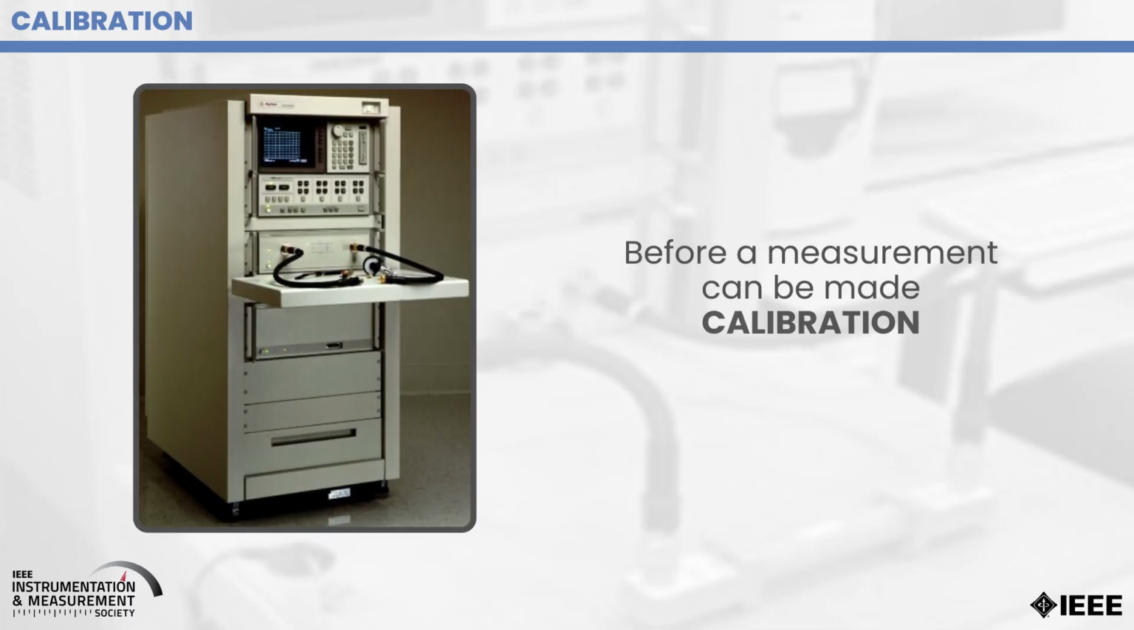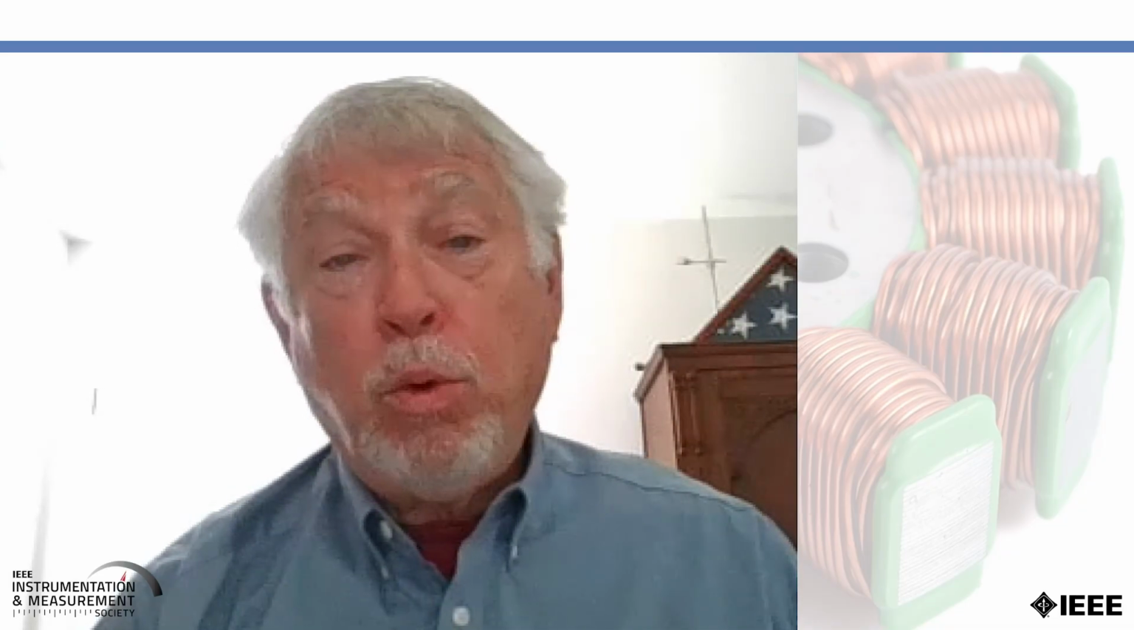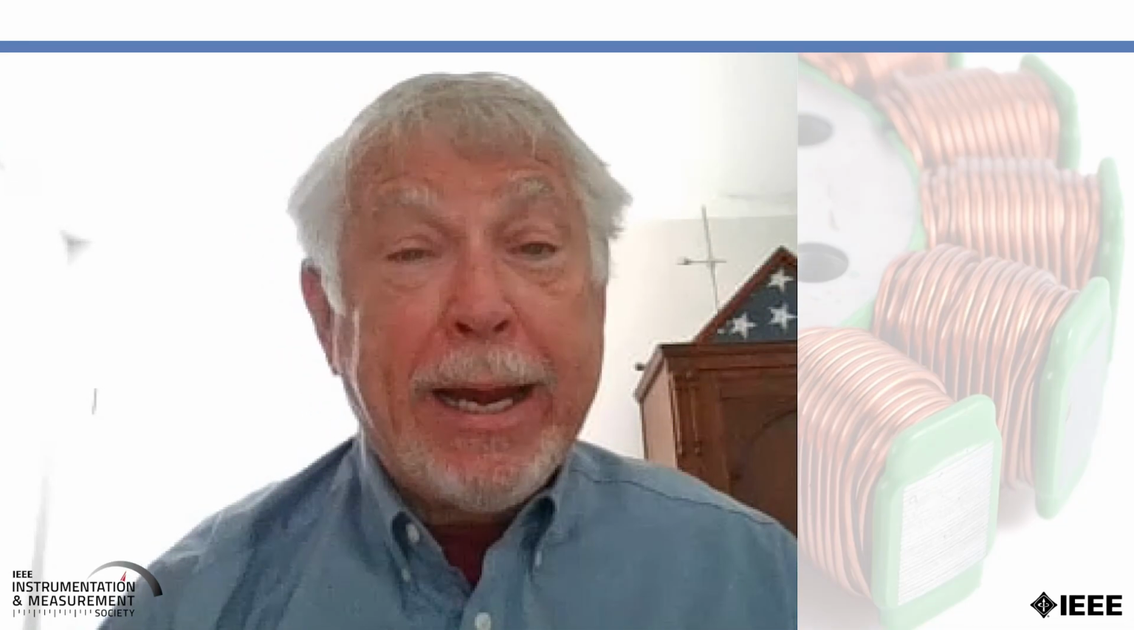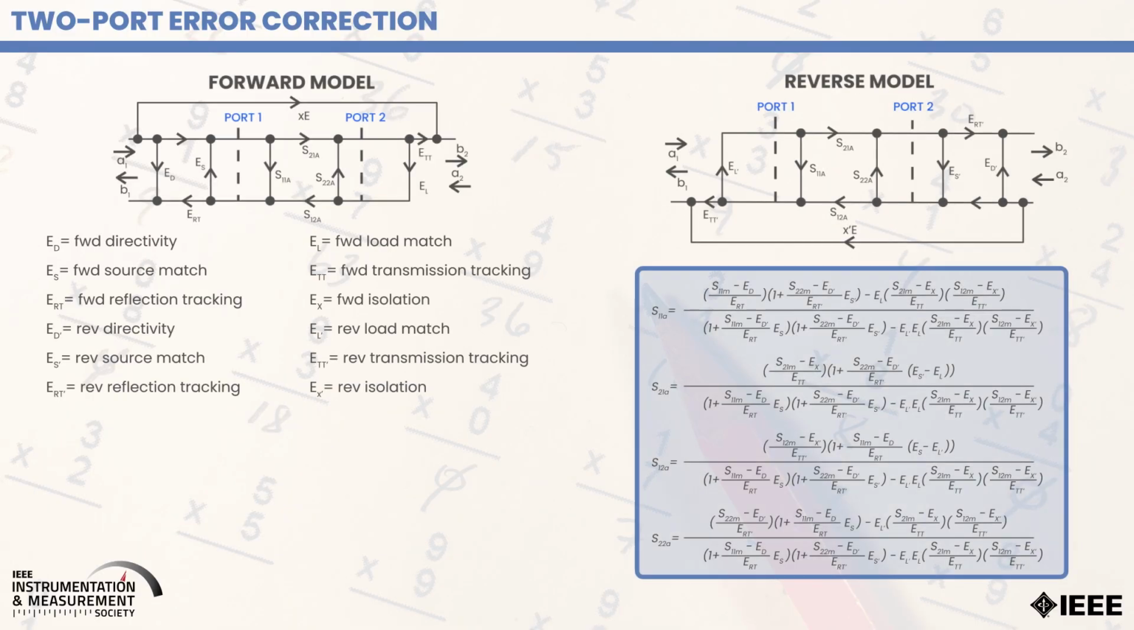Before any measurement can be made with the network analyzer, calibration must be performed. This is an attempt to eliminate the effects of systematic errors on the measurement. This is the model for doing error correction on a two-port network analyzer. It has two components, the forward model and the reverse model. Each of them has the various systematic errors that occur when making a measurement, such as directivity, source match, load match, reflection tracking, transmission tracking. Each of these in both directions will affect the measurement.